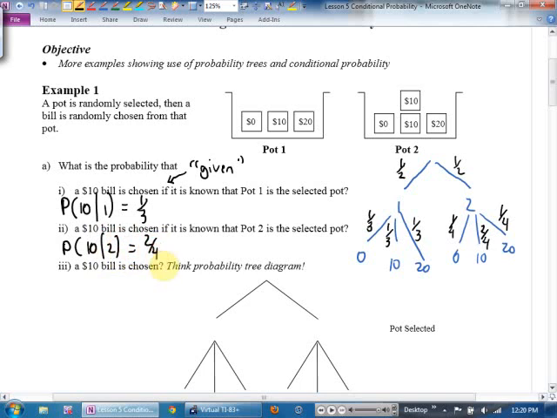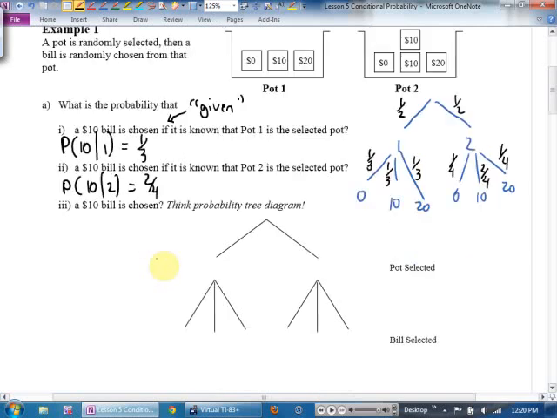What's the probability that a $10 bill is chosen? Now they have you think about a probability tree diagram. We already did ours here. What's the probability that a $10 bill is chosen? It really means this branch or this branch. And here is where we're going to multiply down, add across. The probability that a $10 bill is chosen, what we're really saying is, in our notation, it could be pot one and a $10 bill, or pot two and a $10 bill.